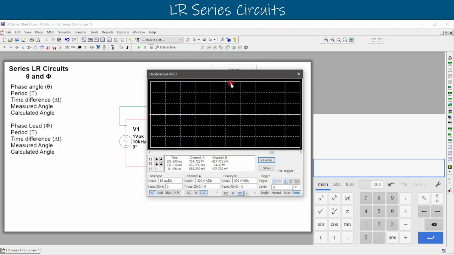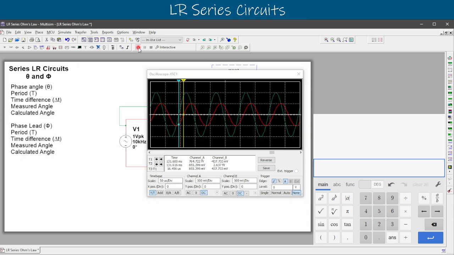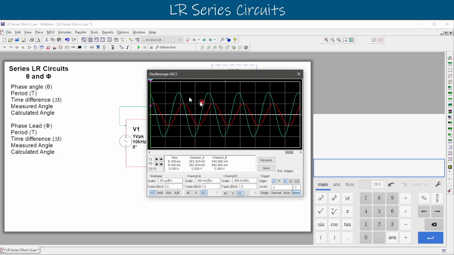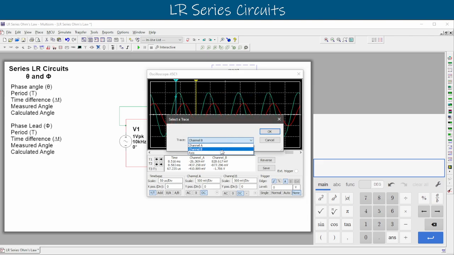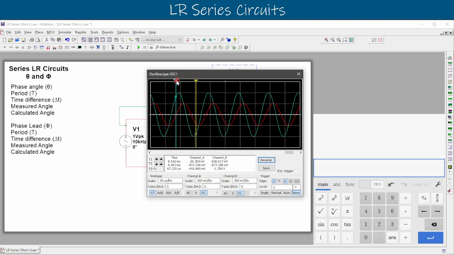Let's double click on the oscilloscope and we'll hit play on that. And we'll move backwards just a little bit so we can see our signal. This is currently tracing that red wire, right? And we actually want to trace the green wire. So we can double click on the green one and go backwards here, and we can see now it's tracing that green one. If you can't double click on it, you can right click, select trace, and select channel B there, and that will do the same thing.